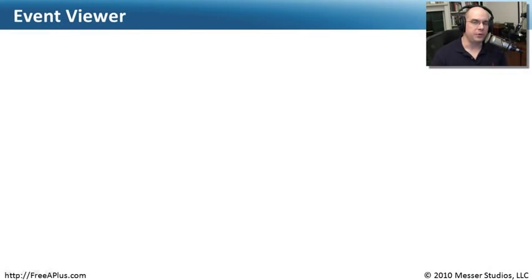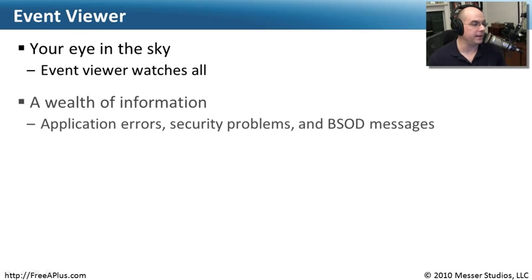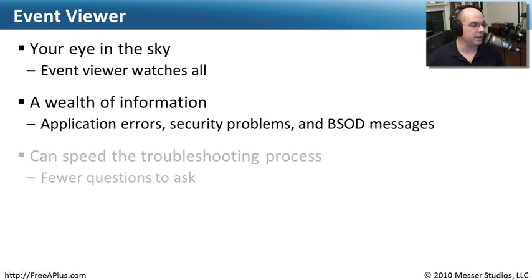A great way to keep track of really what's been happening on a computer is by using the event viewer. If anything is to happen on our system, there's going to be a notation made in the event viewer that something important occurred. And we want to go here and find out, were there any application errors? Were there any security problems? If you have a blue screen of death, messages get put there. But it's not just those types of issues.